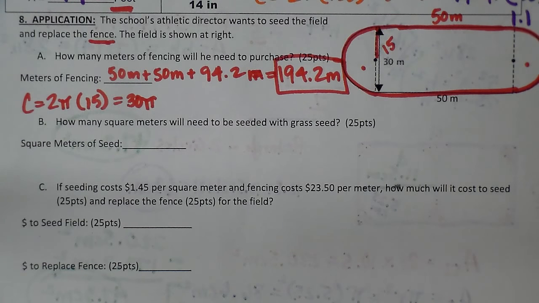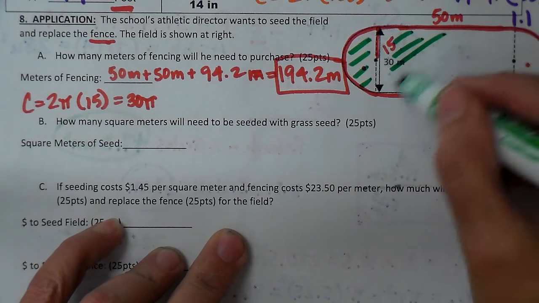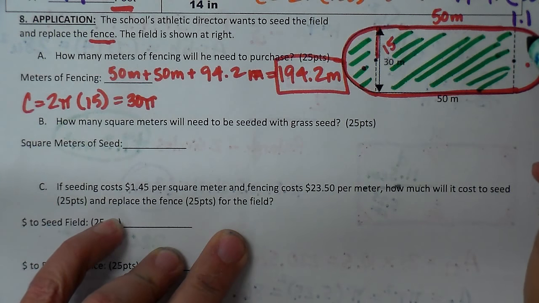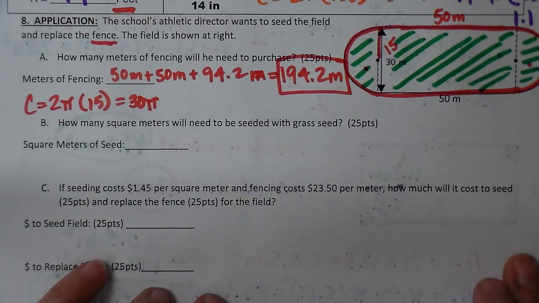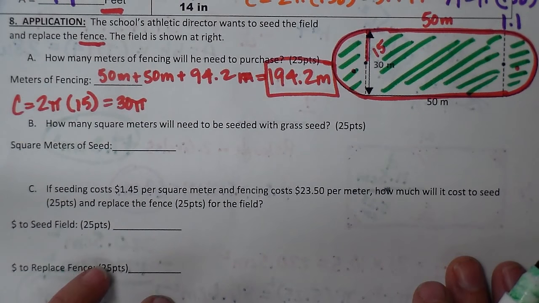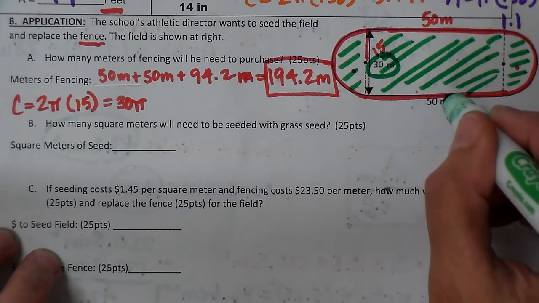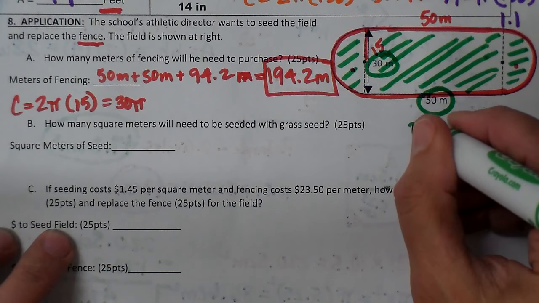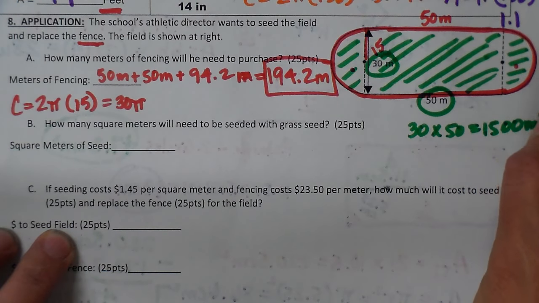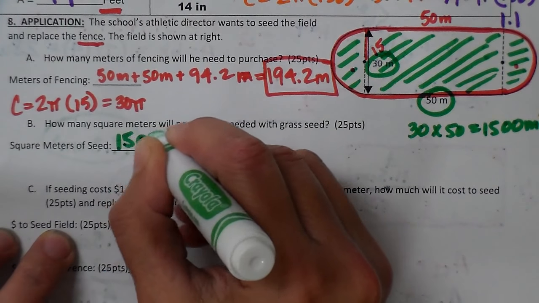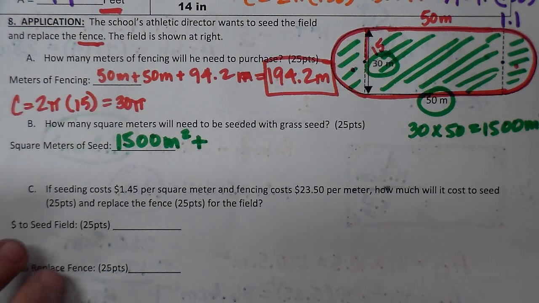So now let's look at how much grass seed we need. Now we are wanting to seed the entire thing. So I got to find the composite area here. Well, first of all, I've got the rectangle on the inside, and it's a 30 by 50 rectangle. So 30 times 50 gives me 1,500 square meters. So I'm going to need 1,500 square meters of grass seed for the rectangle.